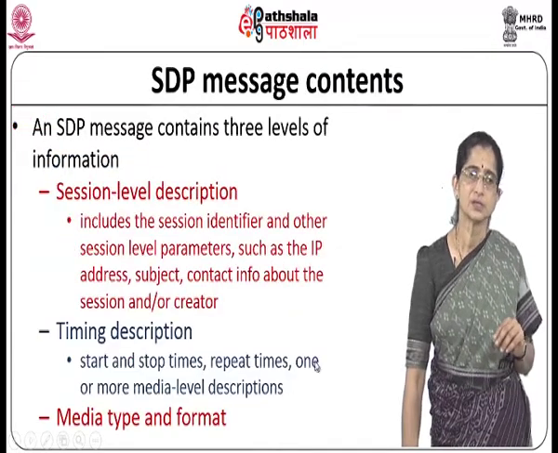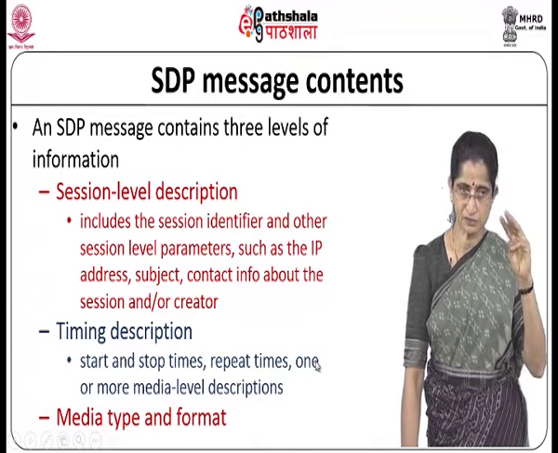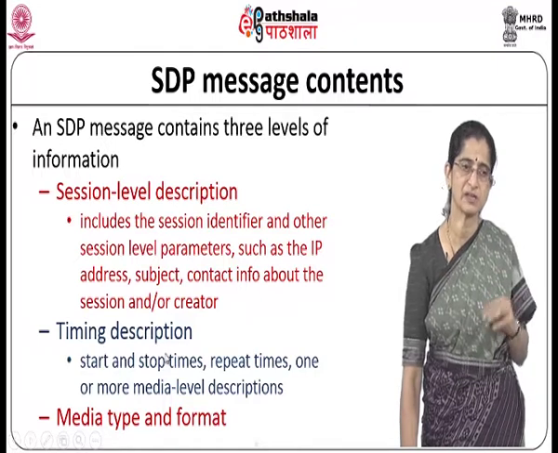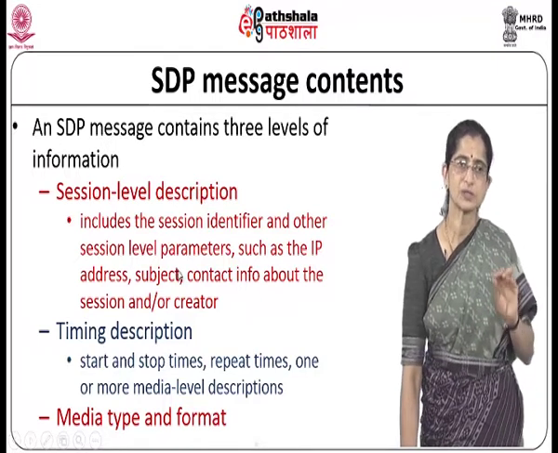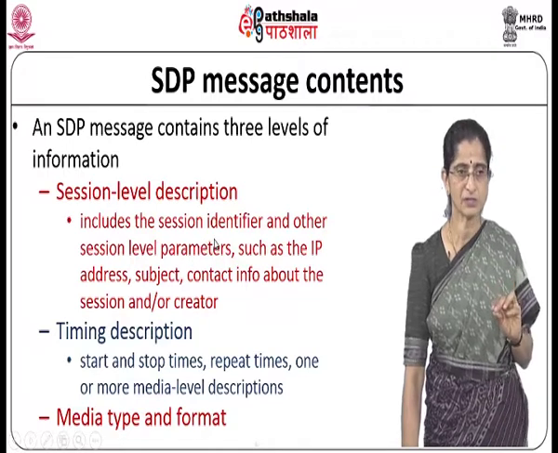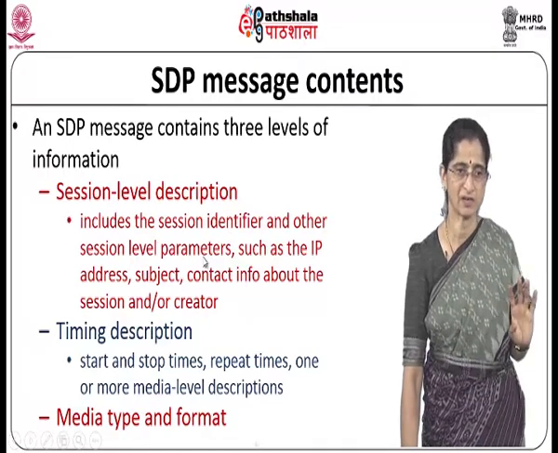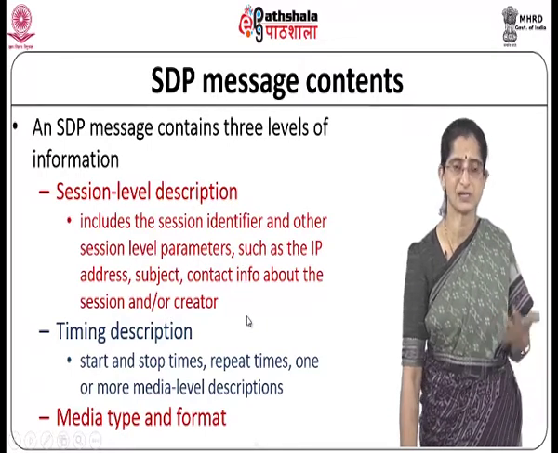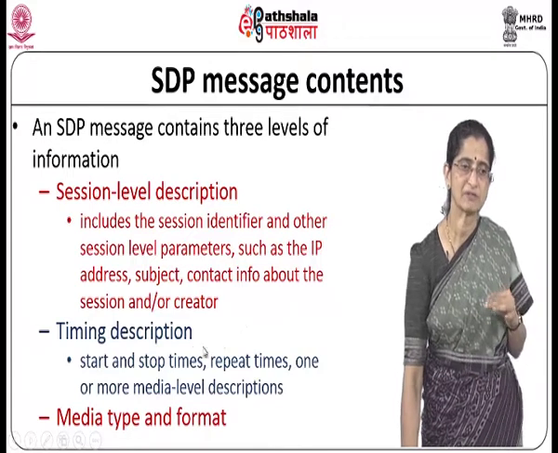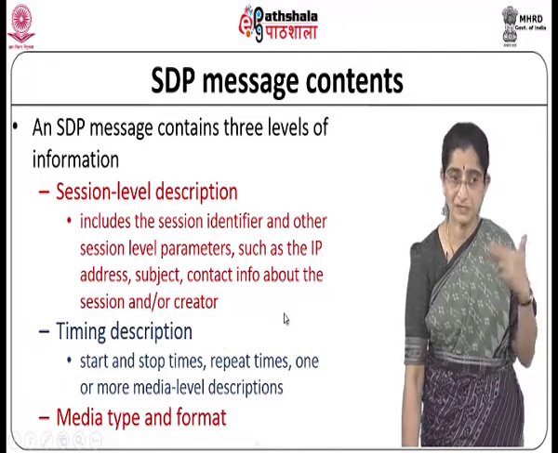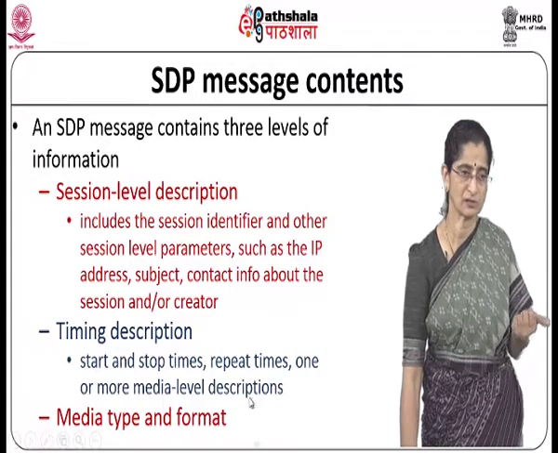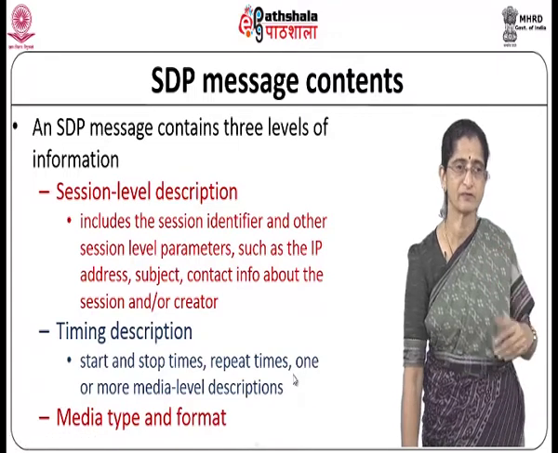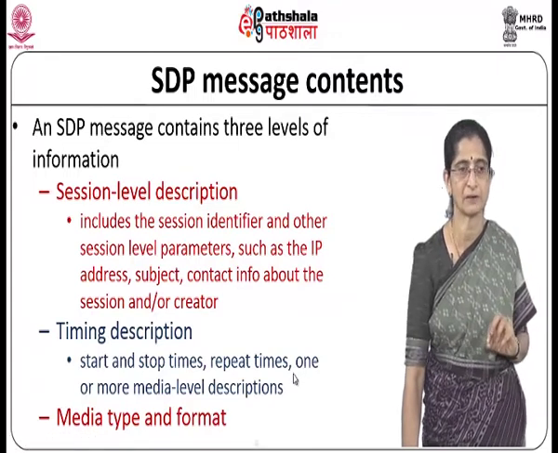An SDP message consists of three levels of information. One is a session level description, the other is a timing description, and the other is the media type and format. The session level description gives you information about the session identifier and other session level parameters such as IP address, subject, contact information, who is the creator of the session, and so on. The timing description has information such as the start time, stop time, and repeat times. Then you have the media type and format. These are three different levels of information, and each of them has many parameters that will be specified.